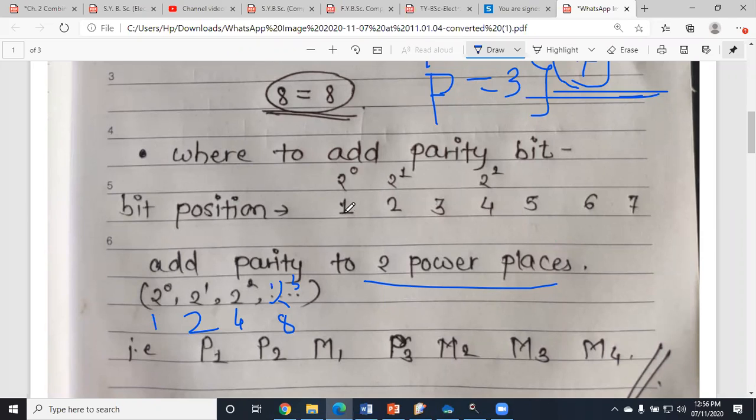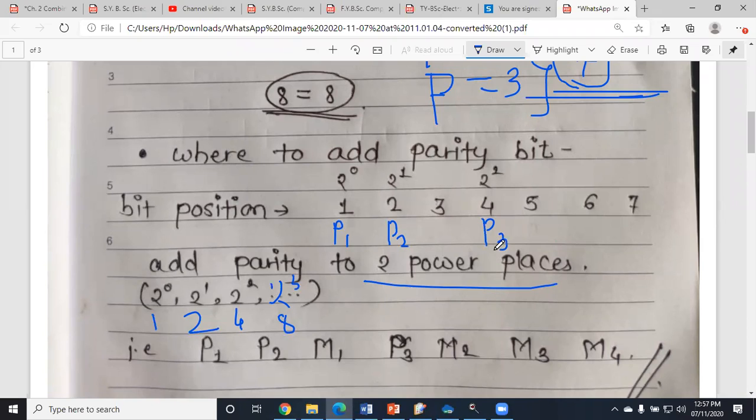Now, in the given data, at position 1, we are going to add our first parity bit. This is the 2 raised to 0 place, and here I am going to add my first parity bit. The second 2 power place is 2 raised to 1, that is 2. So I will add my second parity bit here. Now see carefully. The third position is 3, but 3 is not a number which comes in the 2 power place. The next 2 power place is 4. So at the position of 4, I will write my third parity bit. Understand or no?